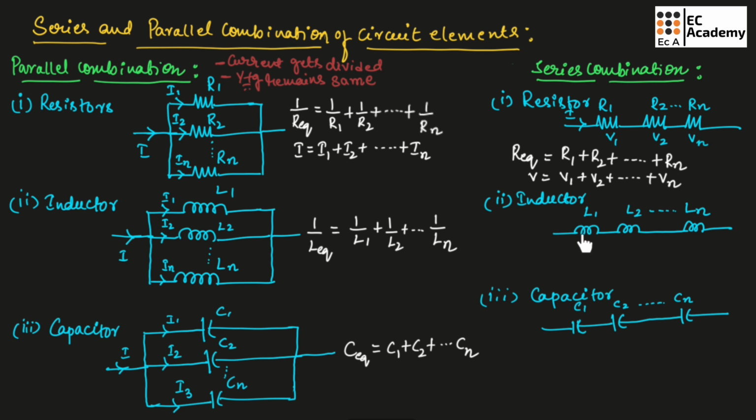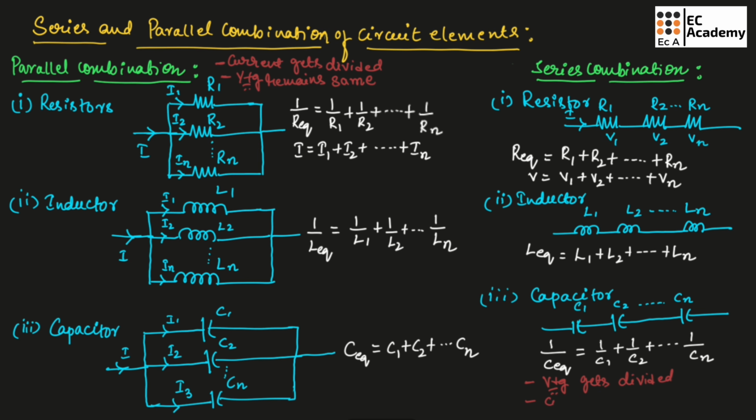If we consider inductor that are connected in series like L1, L2 and so on up to Ln, the equivalent inductor, we can write it as L equivalent is equal to L1 plus L2 plus and so on up to Ln. Again, in this combination, the voltage will get divided. If we consider capacitor that are connected in series like C1, C2 and so on up to Cn, the equivalent capacitor, we can write it as 1 by C equivalent, that can be given as 1 by C1 plus 1 by C2 plus and so on up to 1 by Cn. Again, in this combination, the voltage get divided. So finally, we can say in series combination, the voltage get divided and the current remains same.